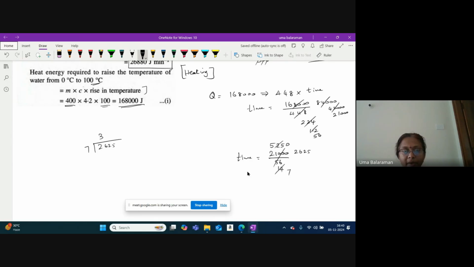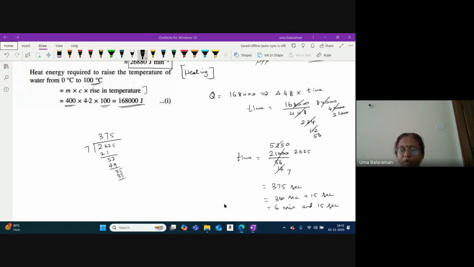3 sevens are 21. 7 sevens are 49. 5 sevens are 35. So time is 375 seconds. Or you can write 360 seconds plus 15 seconds, 6 minutes and 15 seconds. If you are comfortable with seconds, you can keep it like this.